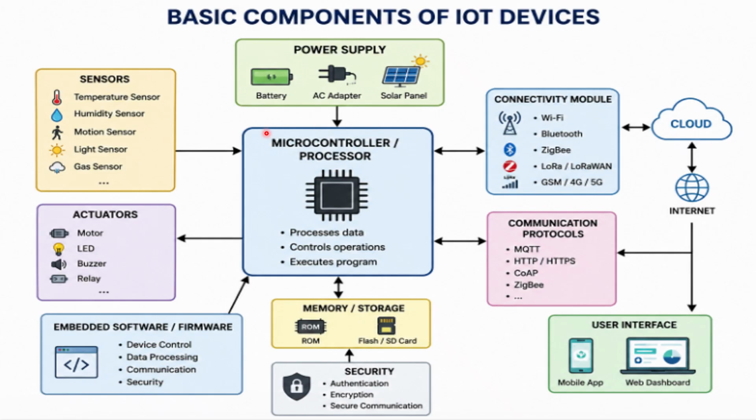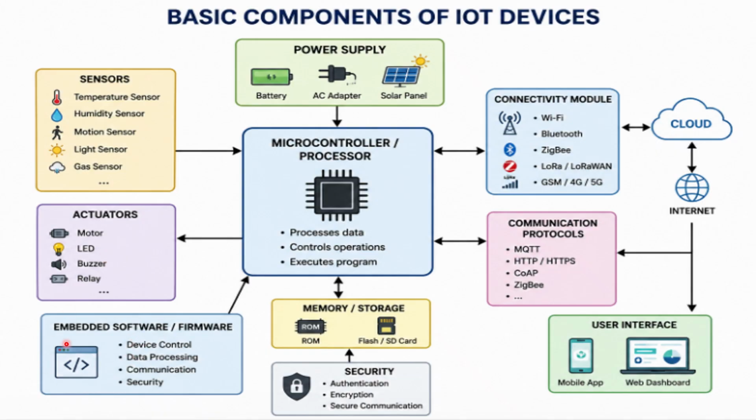These are all the basic components. We will see one by one. See, first one is sensor. As we have already seen, sensor. What is the work of sensor? It detects physical parameters from the environment. Okay. Next one is actuators. It performs physical actions based on the controller command.